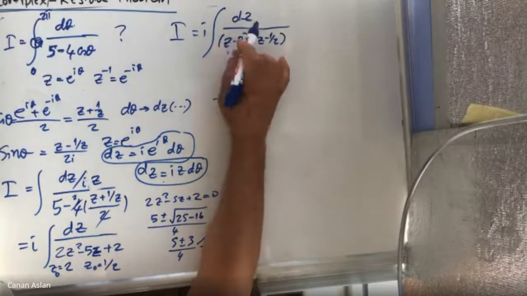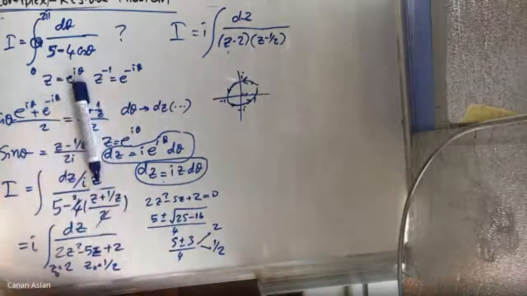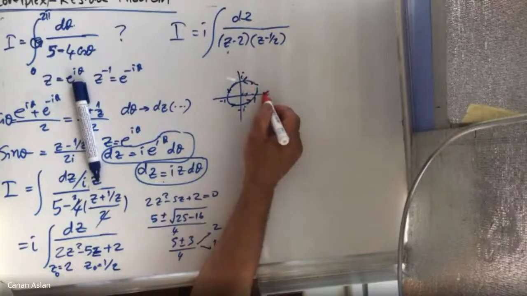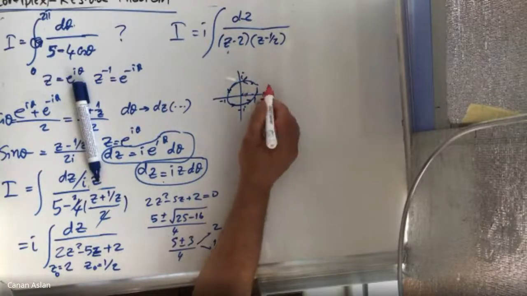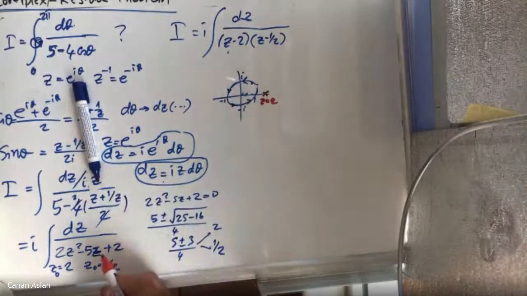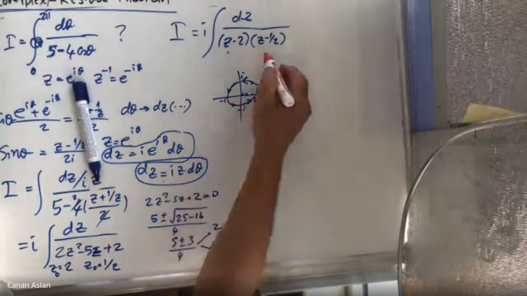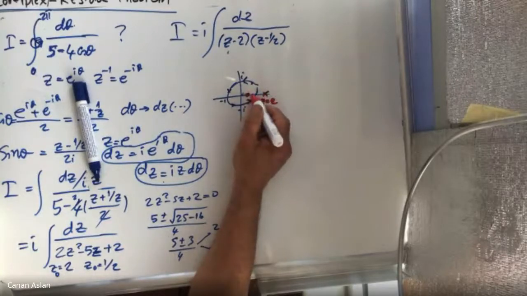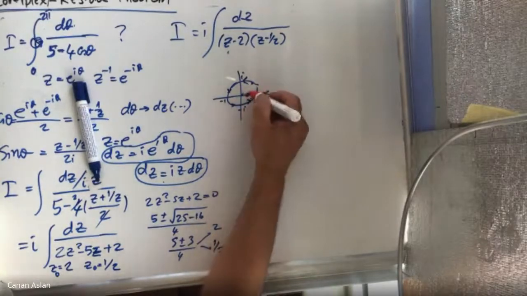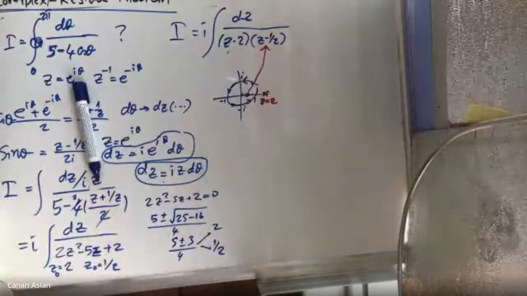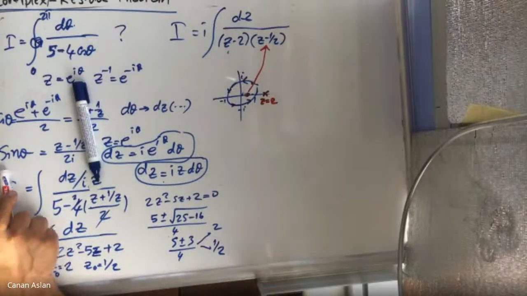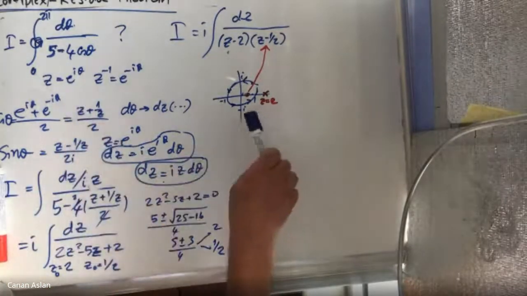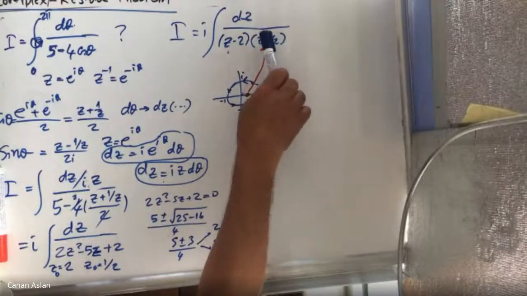As you see, the singularity z equals 2 is right there, but it is not inside this contour, which is the unit circle. But z equals 1/2 is right in the middle on the x-axis in here. So it is included. So this gives you a problem. In this case, you have to take the residue of this function.